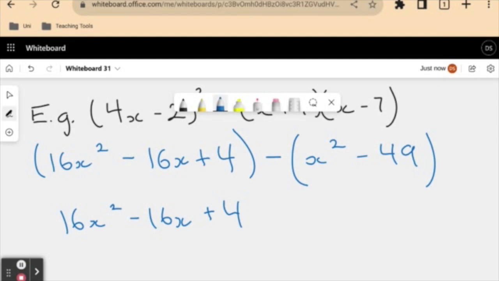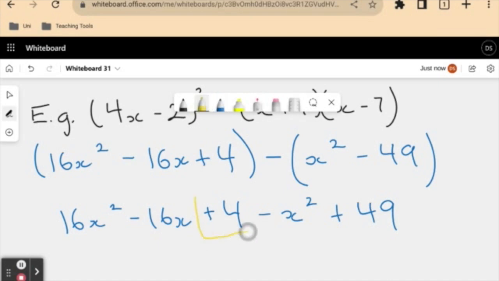And because of this minus in front of the bracket, that gets applied to each of these terms. So minus positive x gives us a negative x squared, I should say. And here we have a double negative. So here it's like saying minus 49. So we will get a positive 49 here. And now we can do our simplification.